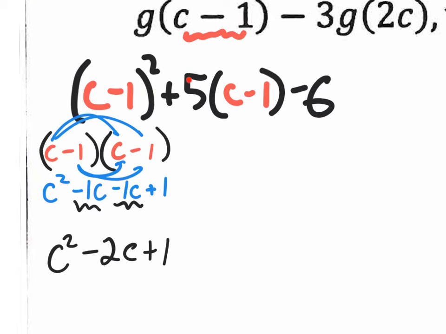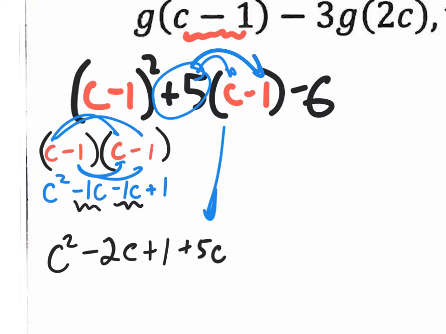But that's barely the binomial times itself. We still need to distribute this 5 into the c minus 1. So when we distribute that, 5 times c is what? 5c. I'm going to bring down that 5c, put it right here, plus 5c. I'm also going to distribute the 5 times that negative 1. What does that give us? Negative 5. I'm going to bring down that negative 5 right here. And I'm also going to bring down that minus 6.